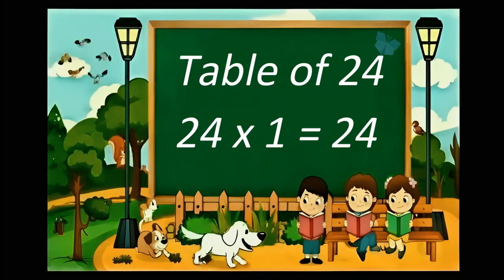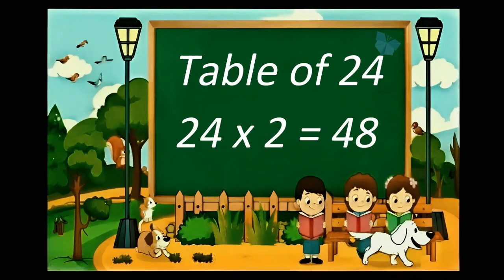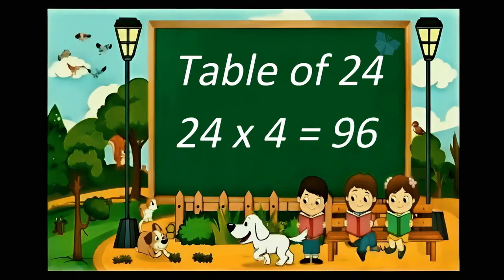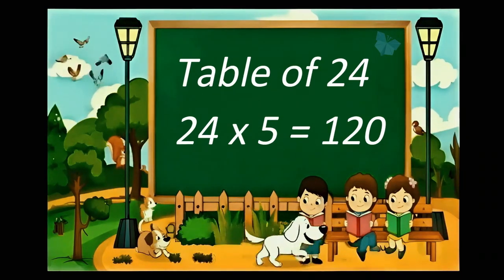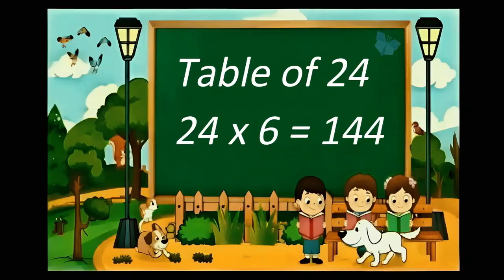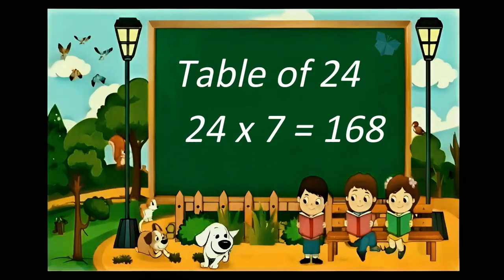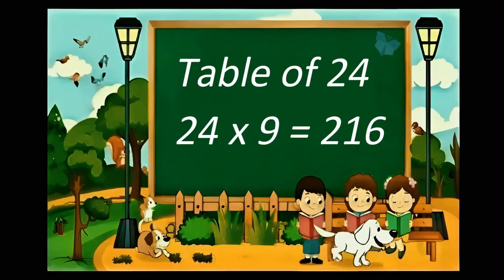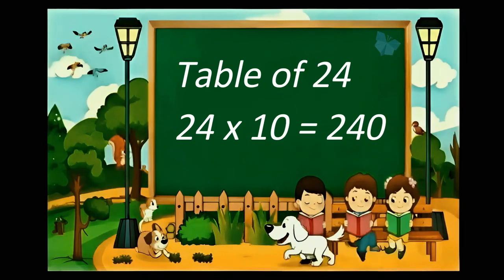24 ones are 24. 24 twos are 48. 24 threes are 72. 24 fours are 96. 24 fives are 120. 24 sixes are 144. 24 sevens are 168. 24 eights are 192. 24 nines are 216. 24 tens are 240.